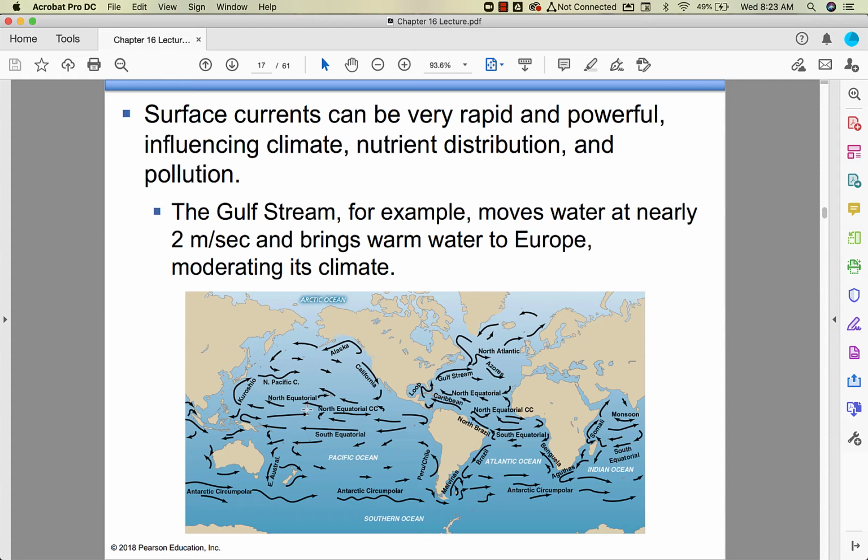Surface currents are very fast and very powerful. The Gulf Stream, which is right here, is what influences us. It moves at 2 meters a second. That's fast. And it takes this warm water over to Europe. If you look at latitude-wise, Great Britain is roughly equal in latitude to Newfoundland, or a little north of Newfoundland, New Brunswick in Canada. It should be a lot colder and snowier than it is, but it's not because of the influence of the Gulf Stream bringing that warm water across.